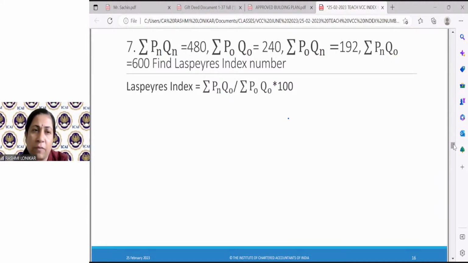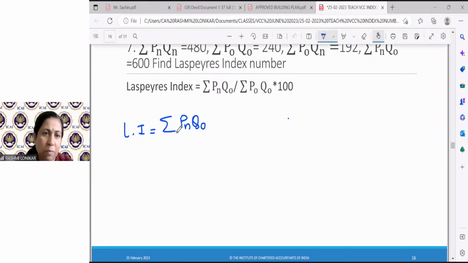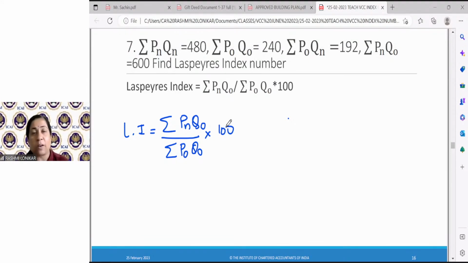Summation P and Q. Now again here we have to find the last pair. Okay, so the last pair's index is equal to summation PnQ0, that is old quantity multiplied by the current price divided by old quantity multiplied by the old price. Okay, remember like this: last pair, base quantity. Once you remember only one, automatically you'll be able to remember Paasche and Fisher. So you don't think of them as three formulas, just think of them as one formula, and then you will be able to do it.